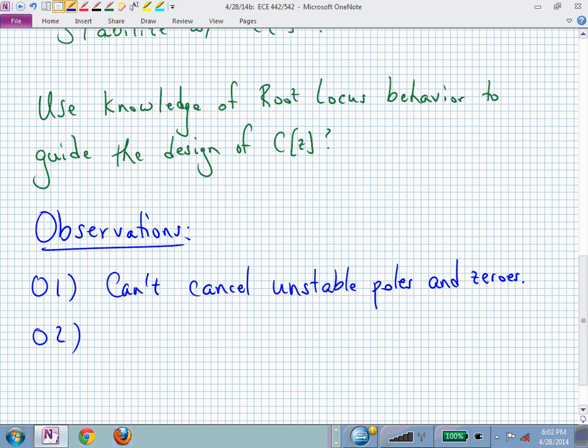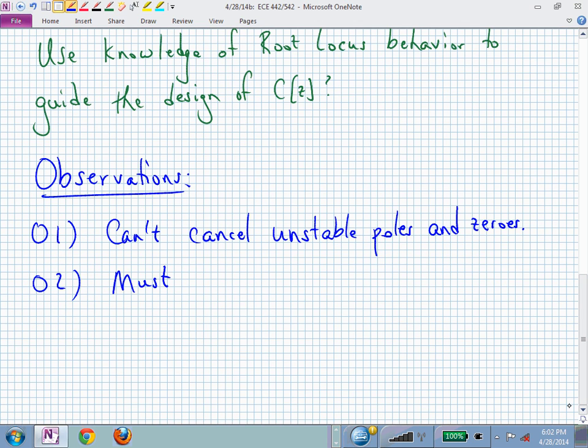Observation 2: we need this system to be realizable, which really means we want our controller to be causal. It can't anticipate what to do without knowing the past. So now we must keep the controller causal. And what does that mean with respect to the poles and zeros of capital C of Z, our controller? What does that statement mean in capital C of Z?